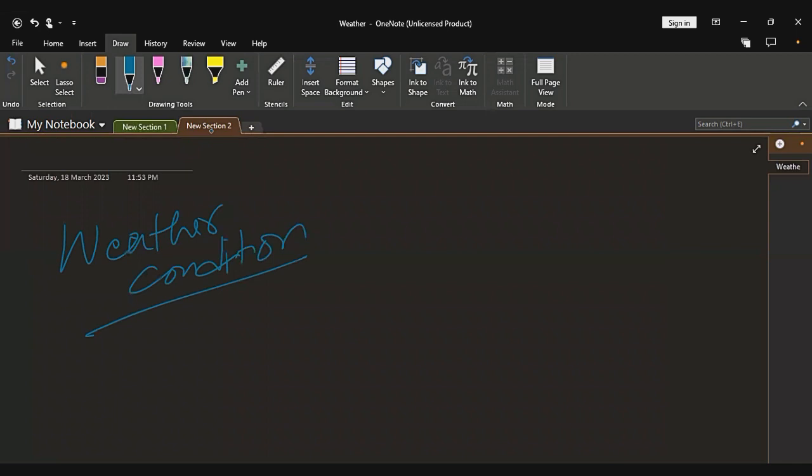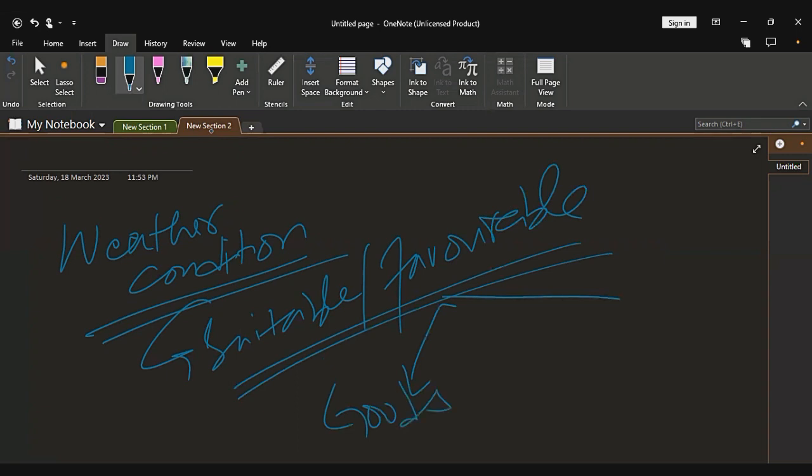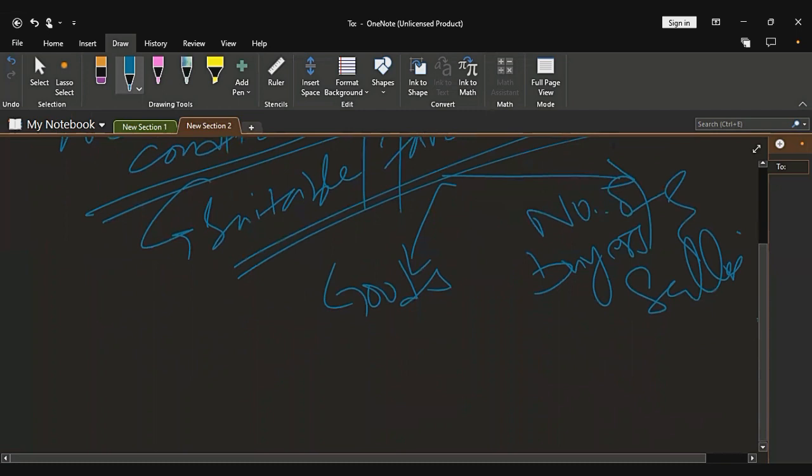When the weather conditions are suitable or favorable, either in terms of goods or in terms of number of buyers and sellers, it will affect the prices very largely.